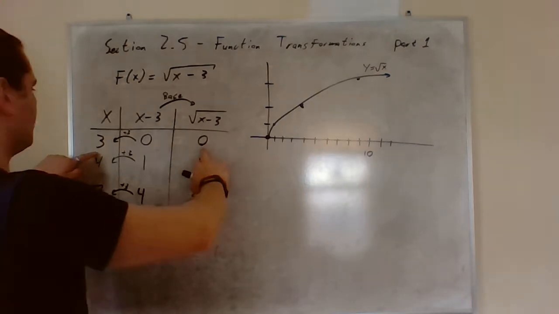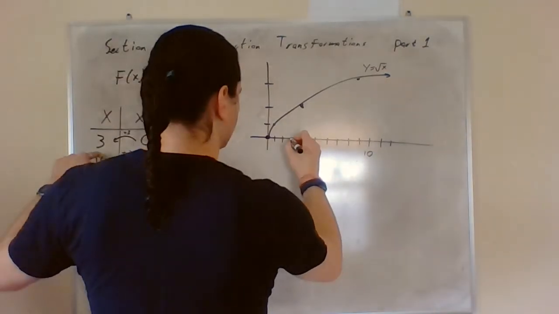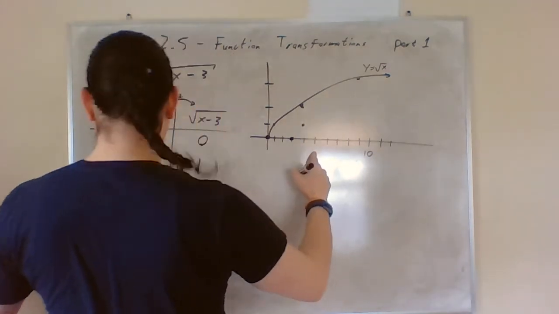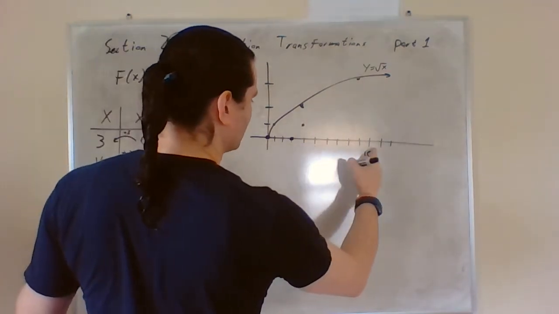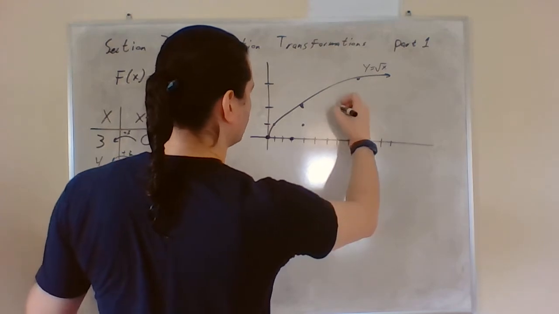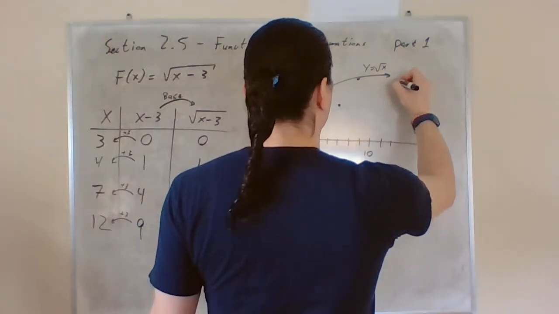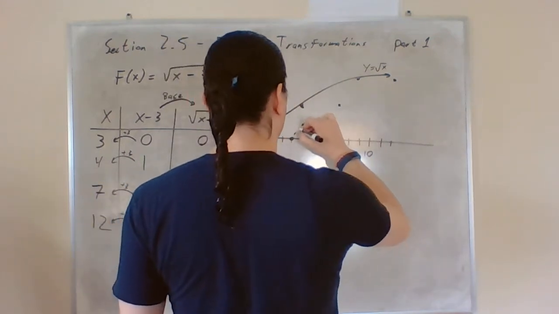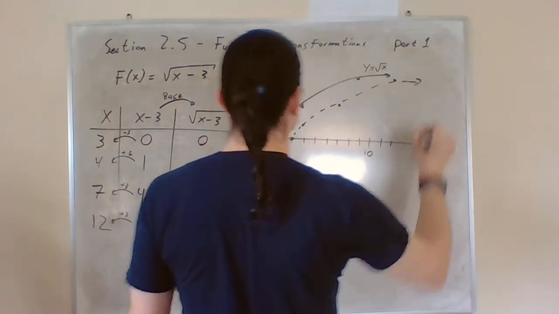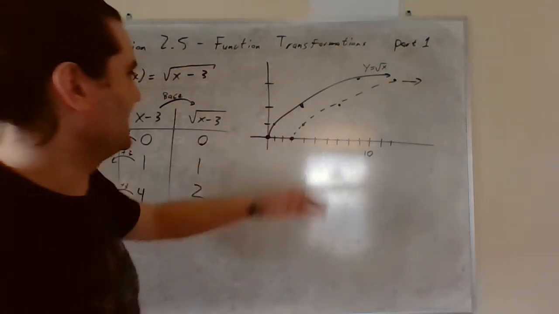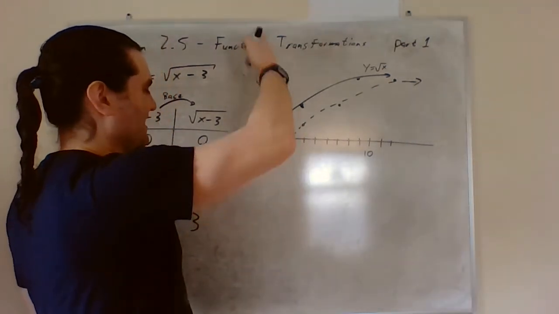The transformed function goes (3, 0), (4, 1), (7, 2), and then (12, 3). Base function is here. I missed that middle one again. I think I just have really bad scaling on my axis.